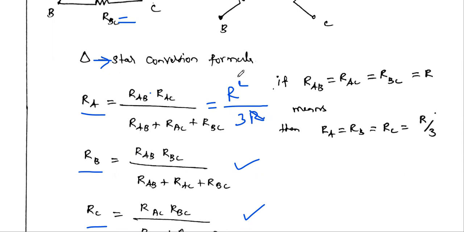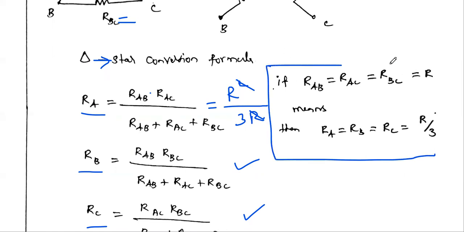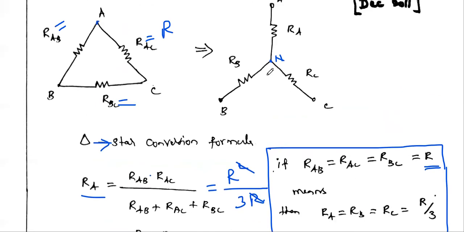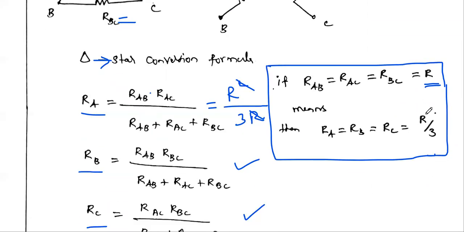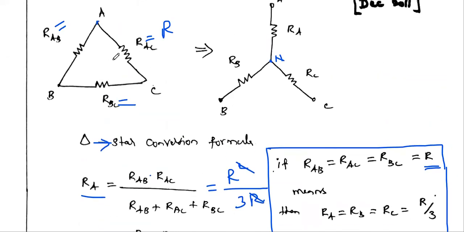So here R cancels. What is the remaining answer? R by 3. So in this special case, if all three resistances in the delta network have the same value, then the corresponding resistance values in the star network, RA, RB, RC, are also equal, and that value is equal to R divided by 3. That is one third of the delta network value. So you just remember this.